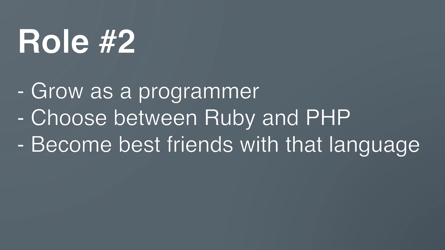If you chose role number 2, you can continue down the path of becoming a programmer. The next step would be picking one of 2 languages, either Ruby or PHP, and becoming obsessed with one of those languages and learning as much as you possibly can.